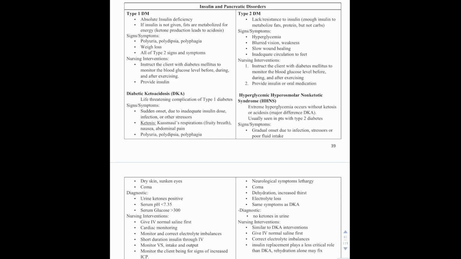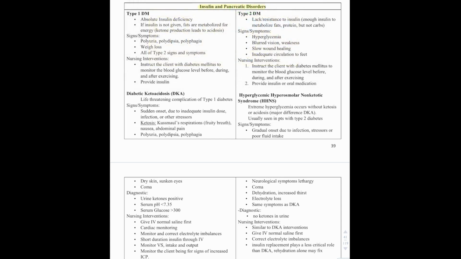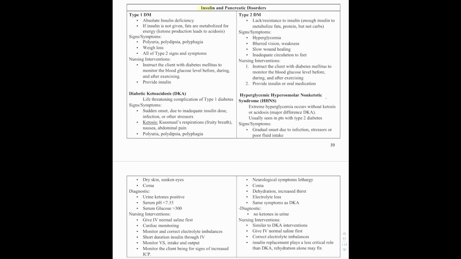Okay, so let's talk about insulin and pancreatic disorders. So we have two types. We have type 1 diabetes and type 2 diabetes. So the first is going to be type 1 diabetes. So this is an absolute insulin deficiency. They do not have any. If insulin is not given, fats are metabolized for energy, which leads to ketone production, which leads to acidosis.